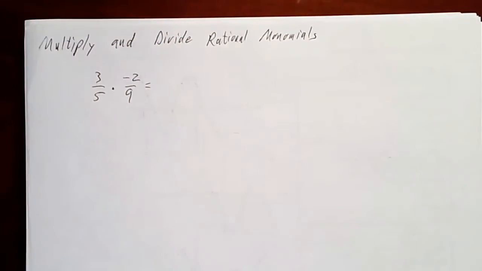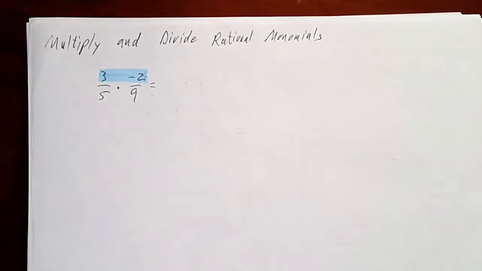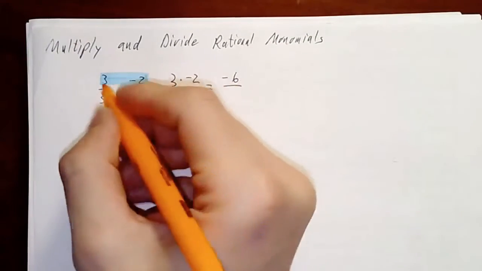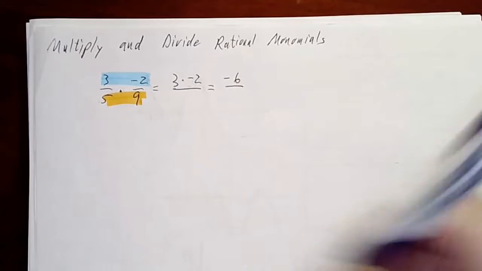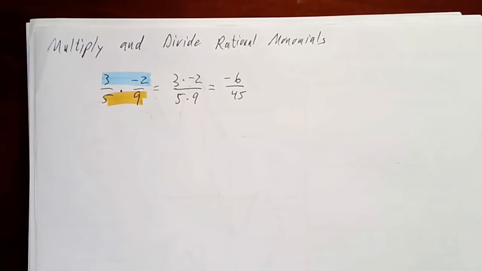The way you were taught this was multiply straight across. 3 times -2 is -6. And multiplying straight across here, 5 times 9 is 45. And then from here you can then simplify the fraction. Whenever you have a fraction, ladies and gentlemen, you always need to simplify it. You never want to leave it unsimplified.